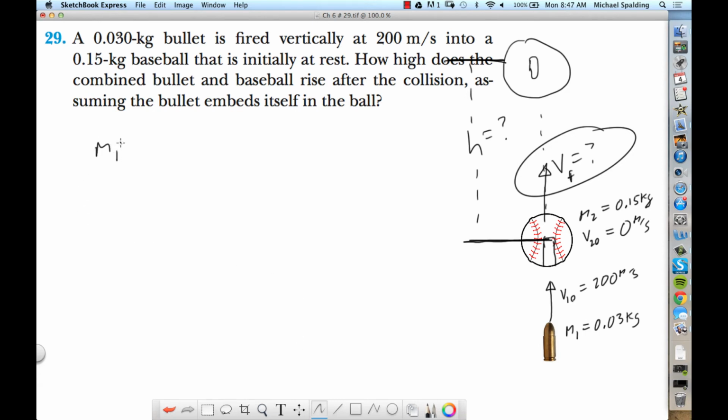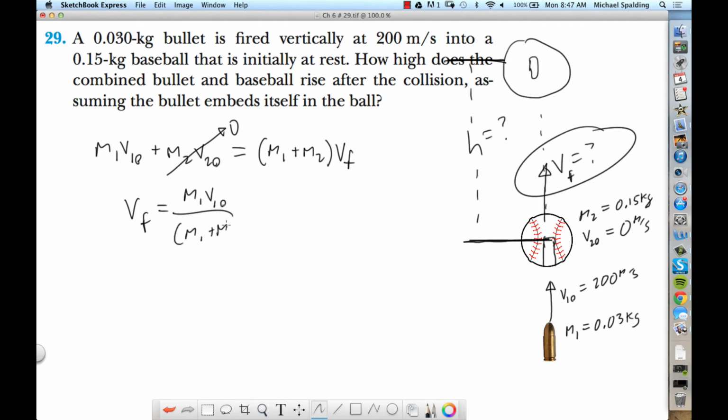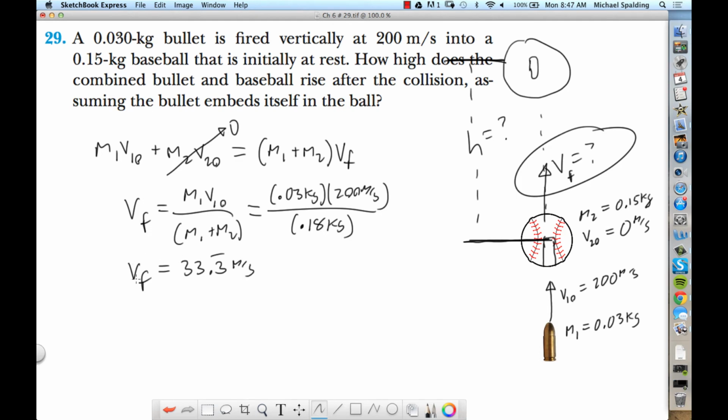Momentum. So we're going to go M1 V1 initial plus M2 V2 initial. The two objects stick together, so what do they share final? The same final velocity, so we can just go M1 plus M2 times V final, that's the total final momentum. What's the initial velocity of the baseball? 0. So now we can solve for V final. V final is M1 V1 initial over M1 plus M2. M1 is 0.03, V1 initial is 200, and the combined mass of both objects is 0.18. This gives a V final after the collision of 33.3 meters per second.